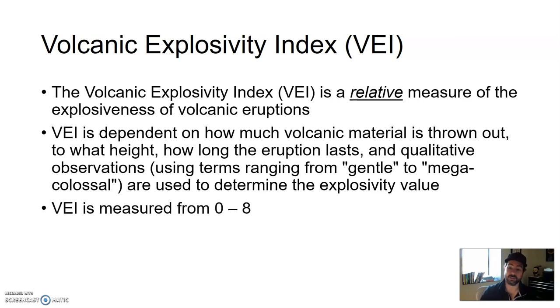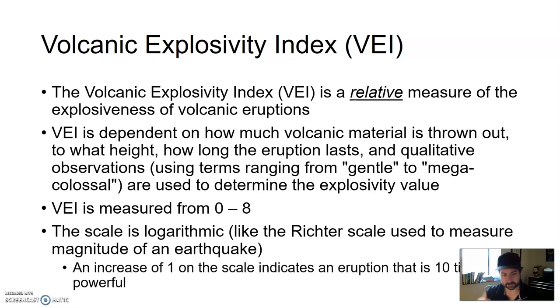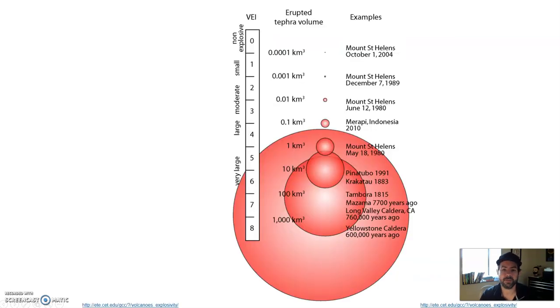It's a scale from 0 to 8. It's a logarithmic scale, just like the Richter scale that we use to measure magnitude of an earthquake. So each step from 0 to 1 is not just a little bit more. It's 10 times more material, 10 times the height, etc. So it's logarithmic, from 10 times to the next. So again, an increase of 1 on the scale indicates an eruption that is 10 times as powerful.